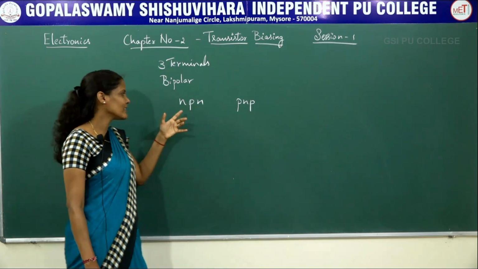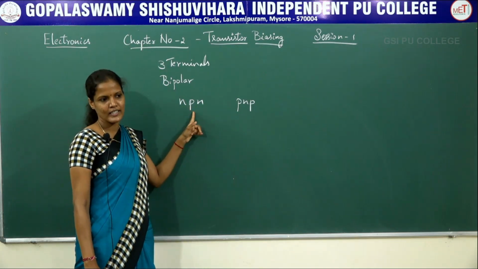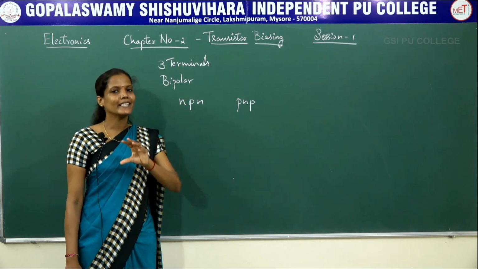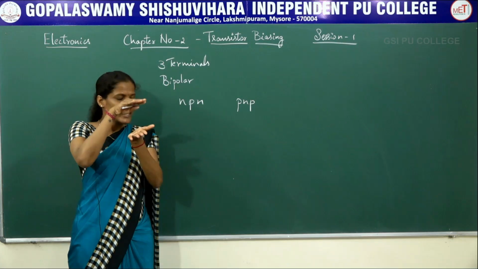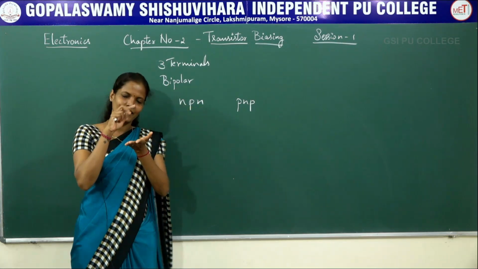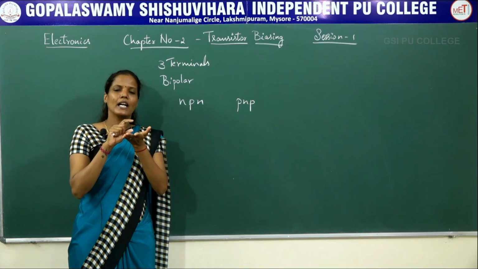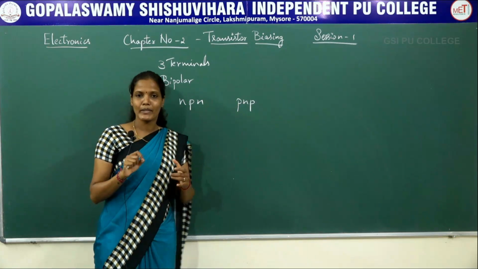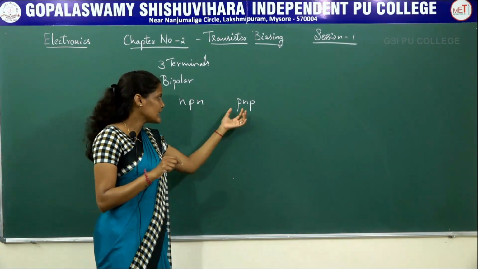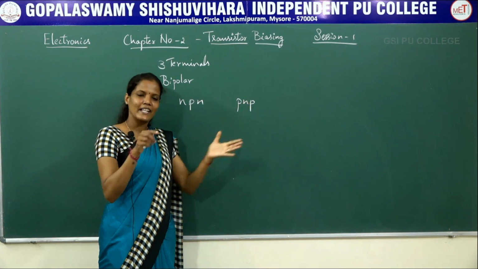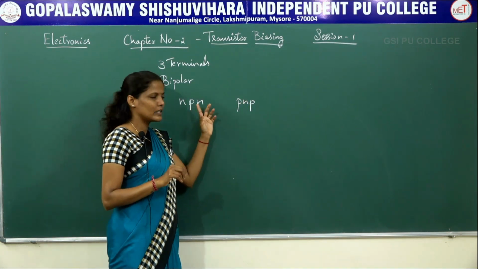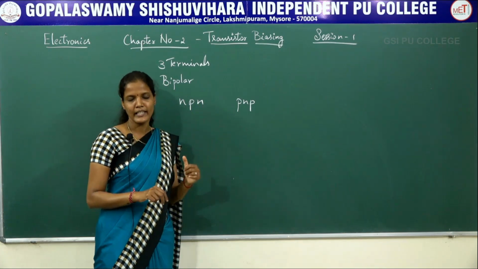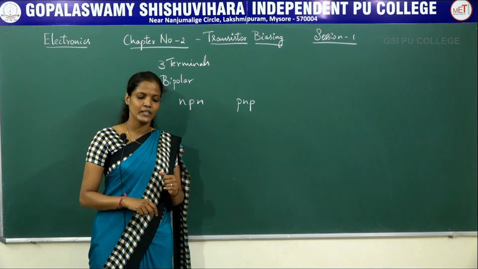What is this NPN transistor? In the NPN transistor, the P region, or P-type semiconductor, is sandwiched between 2 N-type semiconductors. In between 2 N-type semiconductors, there is another region which is P-type. And in the PNP type of transistor, there is an N region which is sandwiched between 2 P regions. So these are the 2 types of transistor, NPN and PNP.